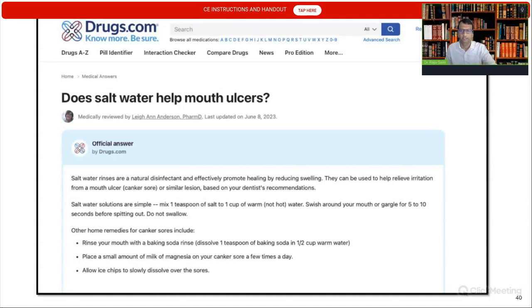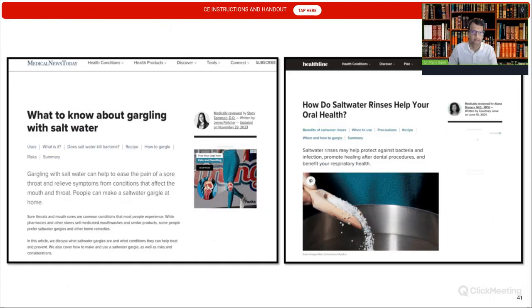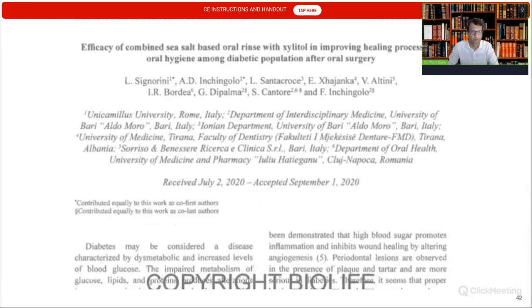There's a lot of media attention also on how sea salt is giving great results in healing. These are the different sources, like what to know about gargling, Medical News Today, and headlines today, all covering sea salt based oral care products, and even sea salt in general, with great attention. Lots of studies show how it improves the healing process and oral hygiene in diabetic patients after oral surgery. So we have a lot of data that supports the efficacy of sea salt.